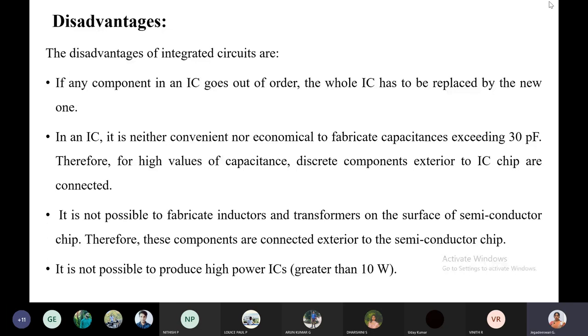But if I have to design above 30 picofarad in an IC, we cannot. For that we should go with an external capacitor connected to the IC. That is one main drawback. Because the capacitor is the energy storing device, in the IC we cannot design above 30 picofarad. The picofarad is nothing but the unit; farad is the unit of capacitance. Once the value goes beyond that range, I cannot fabricate that capacitor in my IC. It is not at all possible.